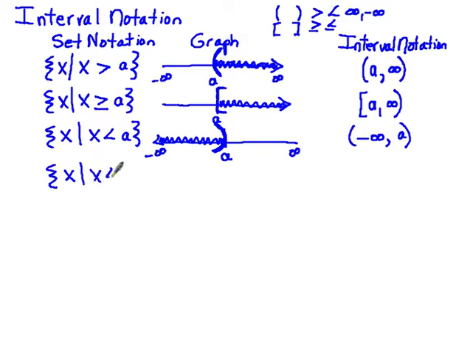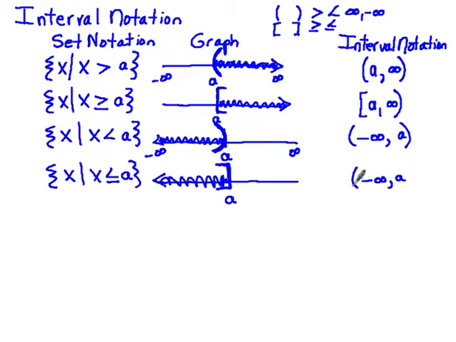X such that we're less than or equal to A. Less than or equal to, so we have shading to the left. This time it's got the equal to, so we're going to put a bracket. And if we read from left to right, it starts from negative infinity and stops at A. Infinity always gets a parentheses and A gets a bracket. Okay?